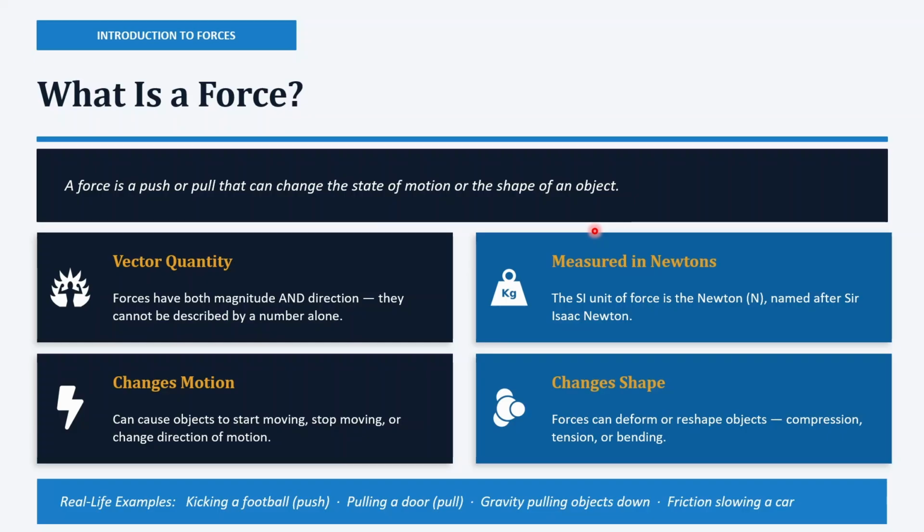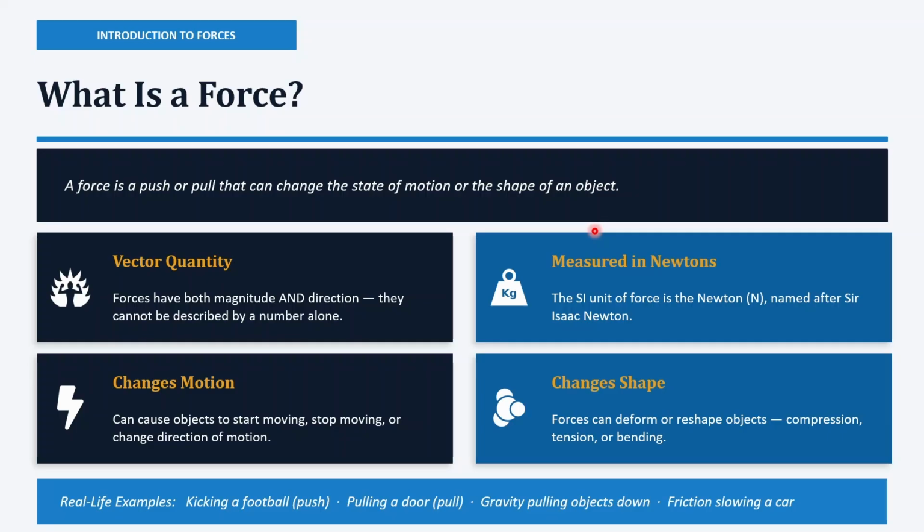So take, for example, if you get home and you want to enter your room, you will have to open the door. To open the door, you need to apply a force, either by pushing the door inward or pulling it towards you. That pull or push is as a result of a force. So basically, that is a force for you. So a force is a push or a pull, and the effect of that force is that it can change the state of motion of an object.